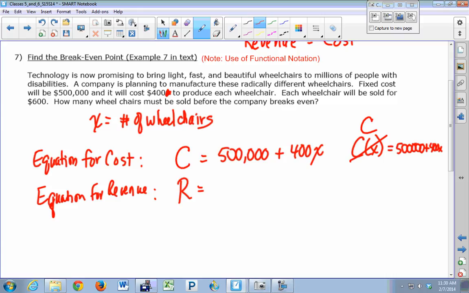So revenue, what's the revenue? How much revenue am I going to bring in in terms of the number of wheelchairs I sell? Anybody? 200x. Let's see. Each wheelchair will be sold for 600. I think I see what you're doing. You're looking at the difference. You're already starting the difference between costs. So if I'm asking how much money I take in if I sell 10 wheelchairs, what would you tell me, Connor?